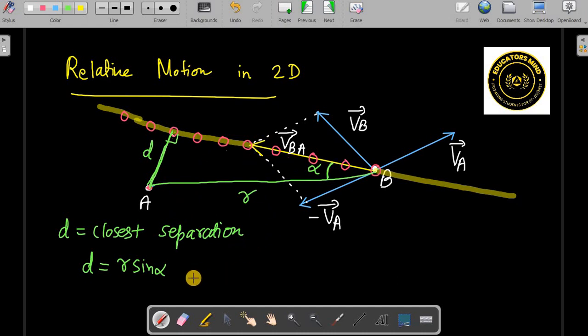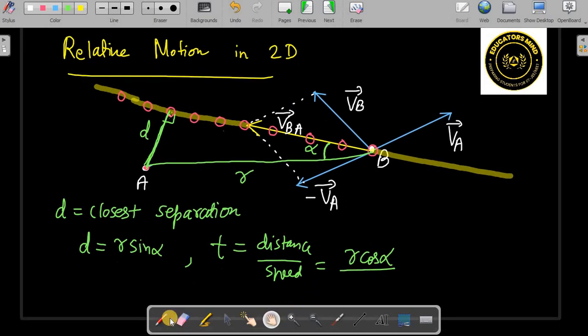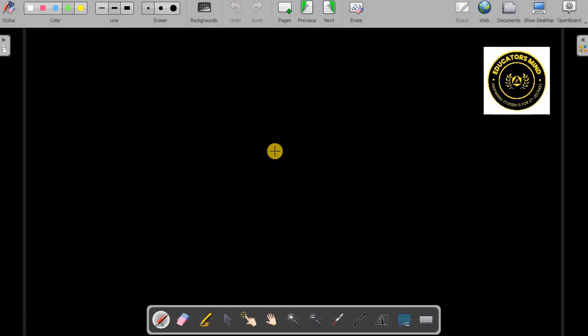So to calculate that, time is equal to distance by speed. Now what is this distance? You can take this distance along relative velocity, which will be nothing but R cos alpha, divided by relative speed, which is VBA. Of course, this is the magnitude of VBA. In this way we can calculate the time of when it is closest. So like that we can work out questions on relative motion. Now let's take some standard examples. So first is the rain-man problem.